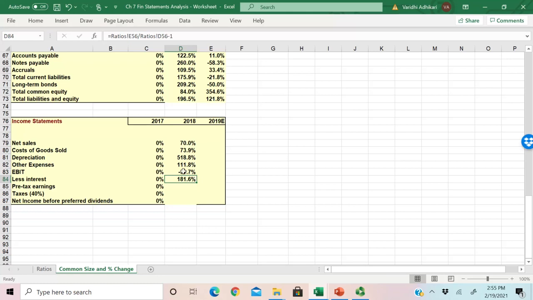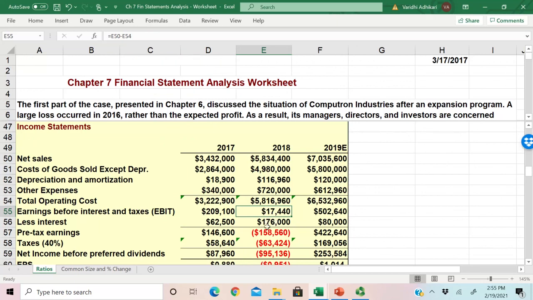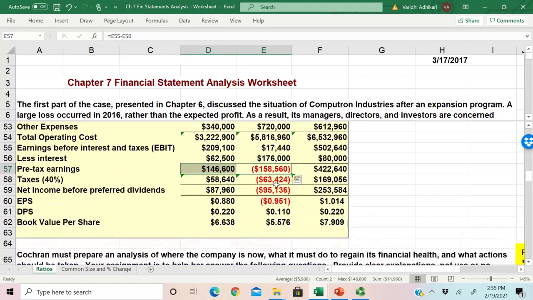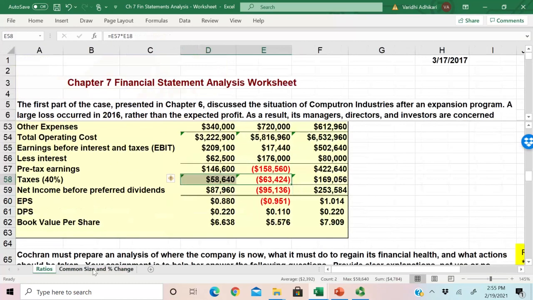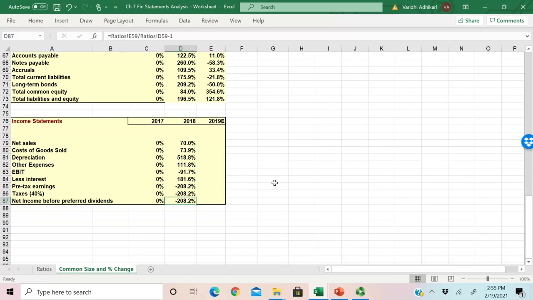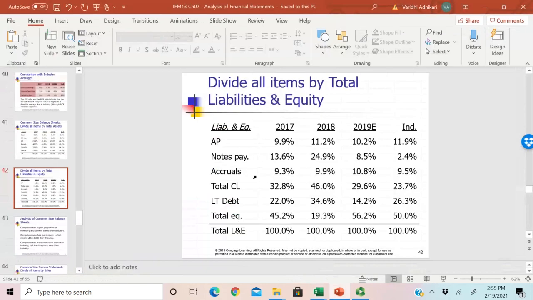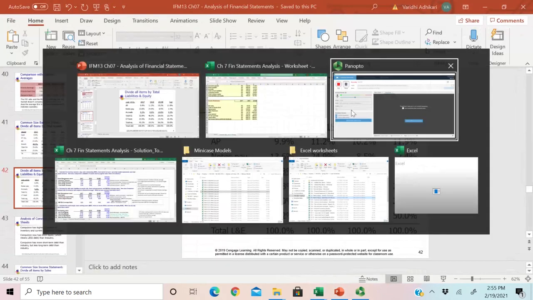Okay, then I think it goes like this. Interest all the way, interest, then pre-tax earnings, E57 divided by D57 minus 1. Taxes will also decrease. Net income will also decrease by the same proportion because it's proportionate after that. Okay, so I think these are okay. Then drag it across. All right, so this is what we see in the income statement changes.